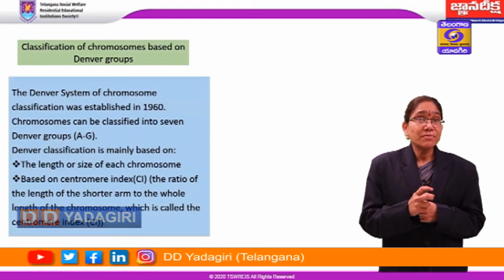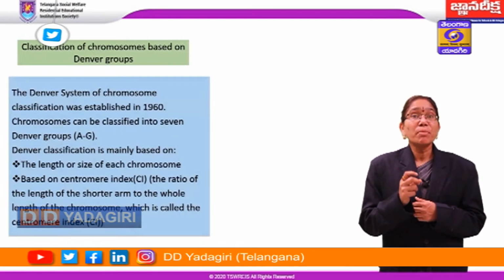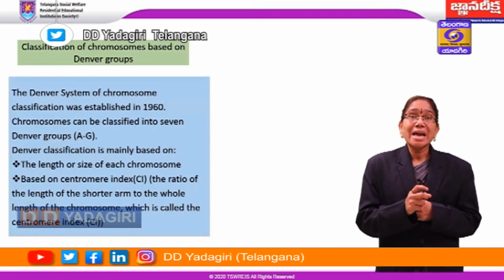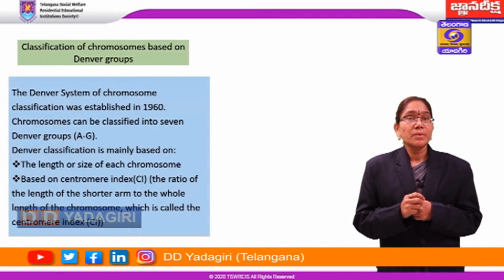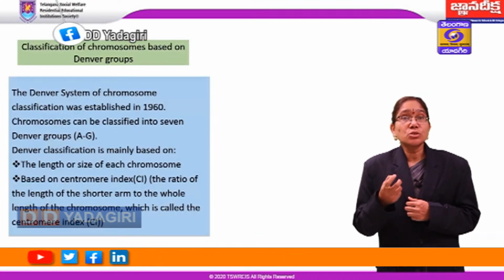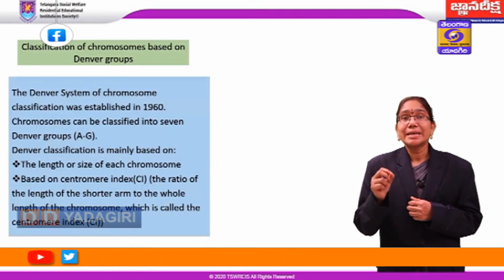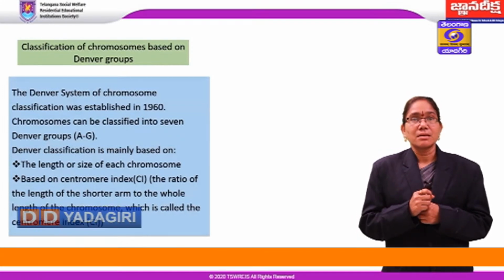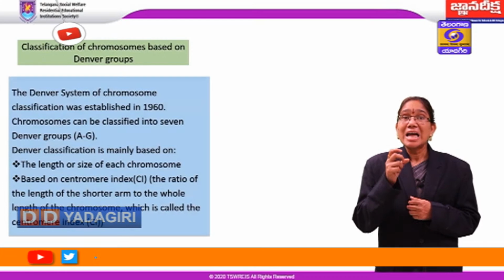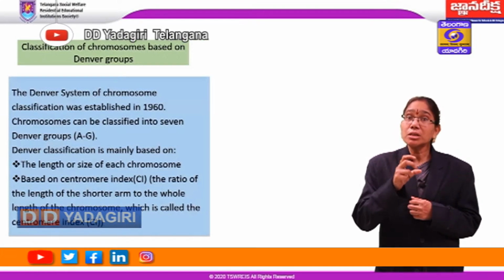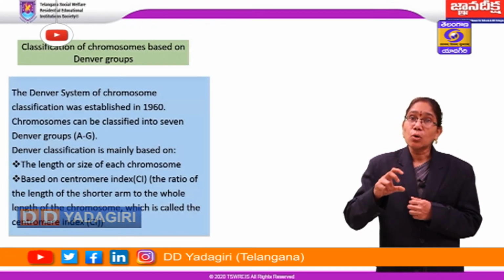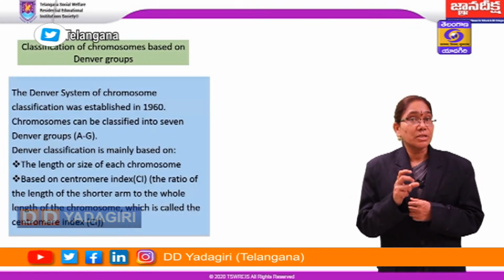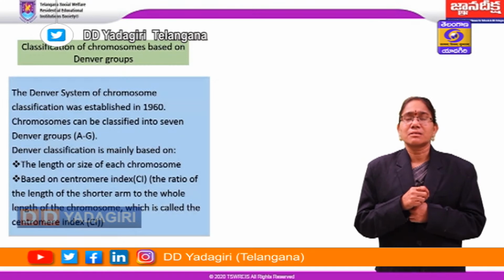Denver established this system of classification in 1960. Denver classification is mainly based on the length or size of each chromosome and also based on centromere index. What is centromere index? The ratio of the length of the shorter arm to the whole length of the chromosome is called the centromere index.